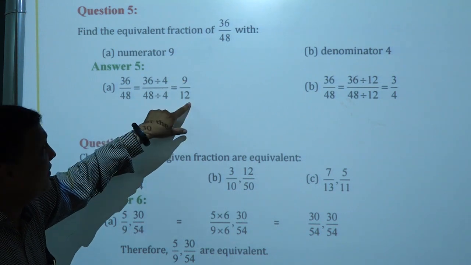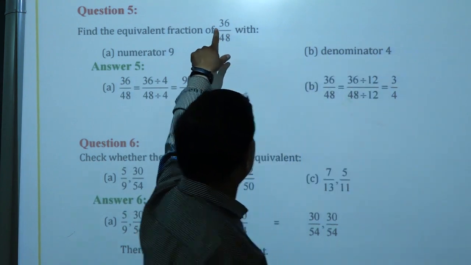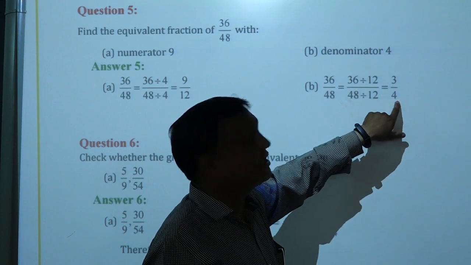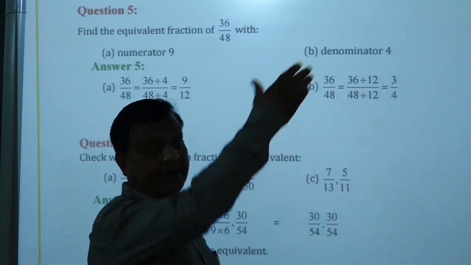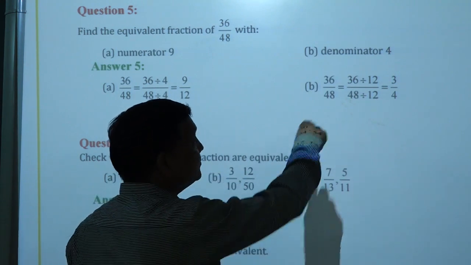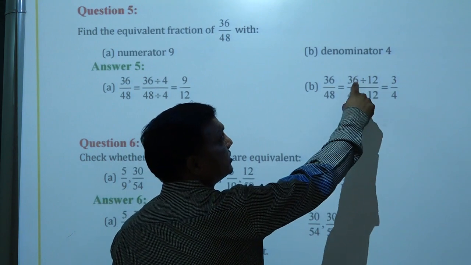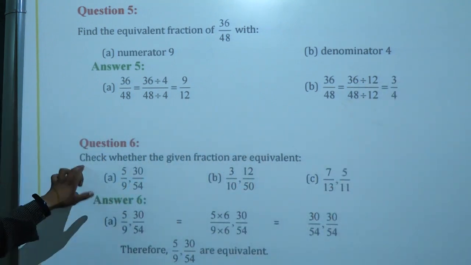So this is also an equivalent fraction. Next, the numerator is over, now the denominator is given as 4. The required fraction is 36 upon 48, with denominator 4. Again the bigger number is given, and we are finding the smaller, so divide. 48 divided by 4, the answer is 12. 36 divided by 12, the answer is 3. So 3 upon 4. Okay, now next question.